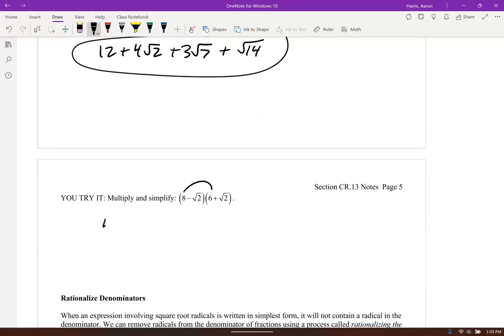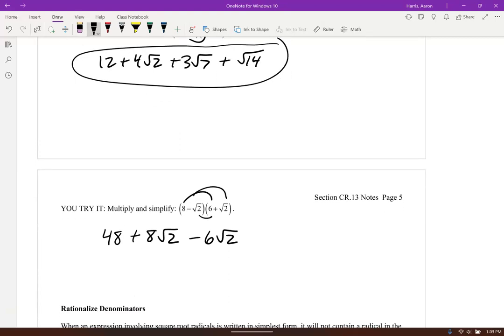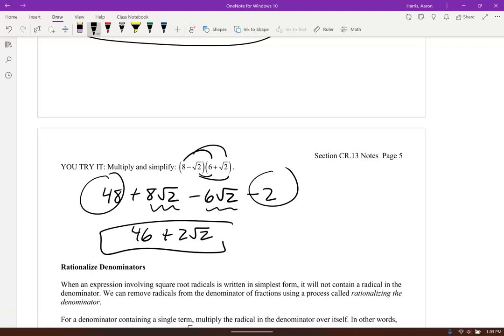Six times 8, we got 48. Plus 8 root 2 minus 6 root 2. And then we've got minus 2. Those are like terms. And 48 minus 2 gives us 46. 8 root 2 minus 6 root 2 is a 2 root 2.